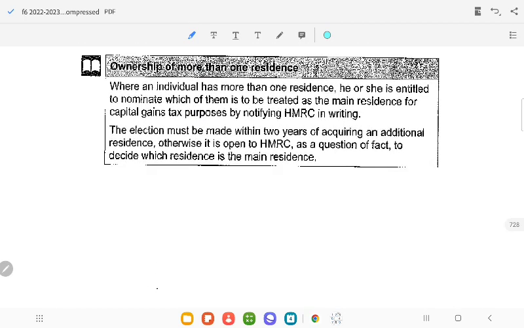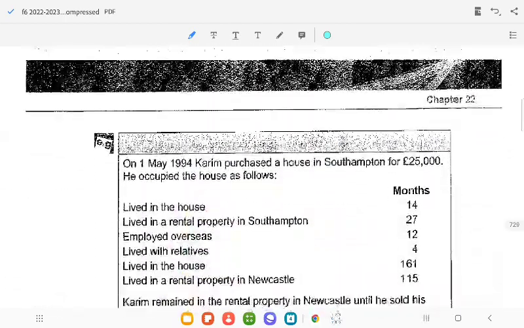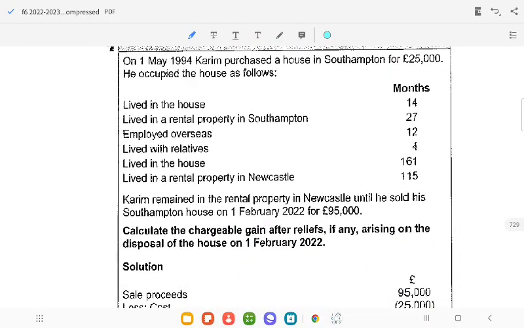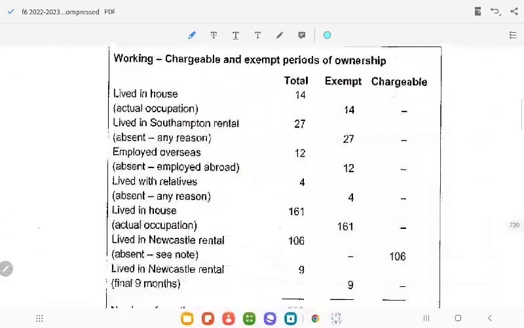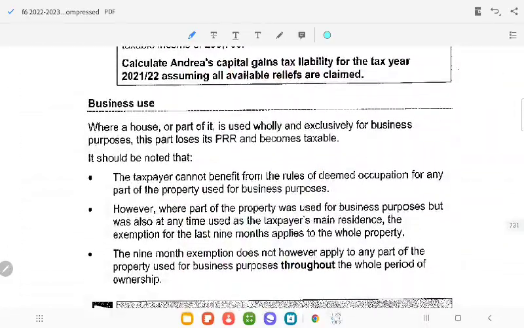This is about ownership of more than one residence. Then an individual has to inform HMRC in writing to notify them which residence is their main residence. Then it is about business use. If an asset or part of an asset is used for business purposes, then PRR is restricted. PRR is only provided on a private residence.